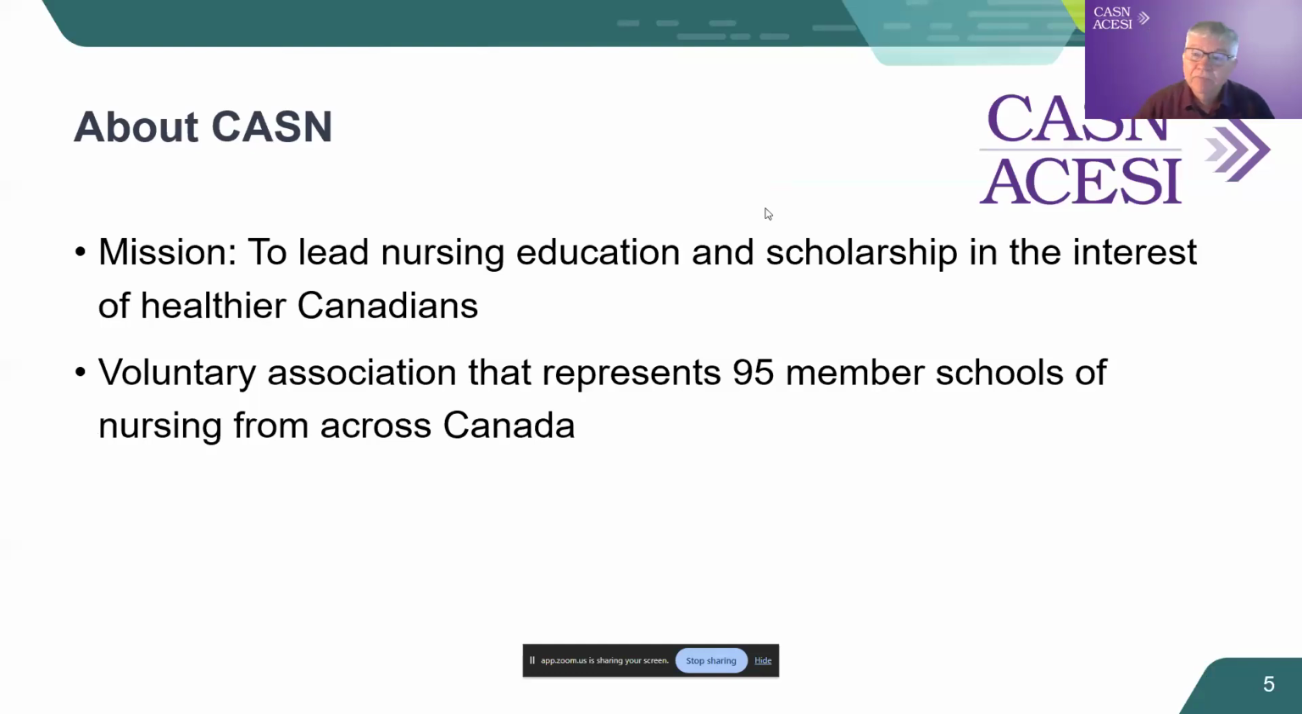Welcome. I'm coming in from Treaty 6 and also Region 4 of the Métis Nation of Alberta. So CASN is the national voice for nursing education, research, and scholarship, and represents the baccalaureate and graduate nursing programs in Canada. Our mission is to lead nursing education and scholarship in the interest of healthier Canadians, and we're a volunteer organization that represents 95 member schools across Canada. Next slide, please.